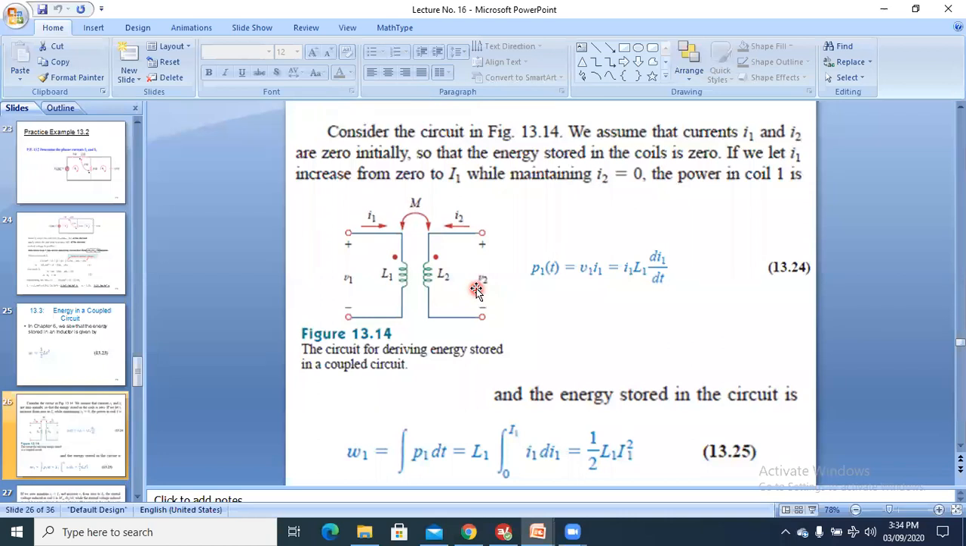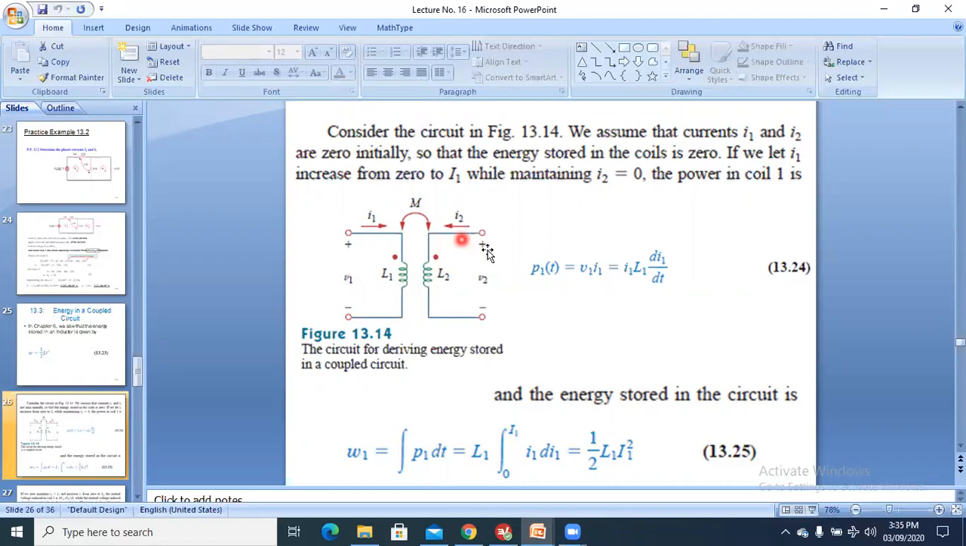So first, we assume that there are two coils L1 and L2 which are in close proximity, having the currents I1 and I2 entering the dot points, and the polarity of the voltages V1 and V2 is positive at the dot side. First we assume that the I1 current is increasing from 0 to capital I1 and the I2 current is 0.